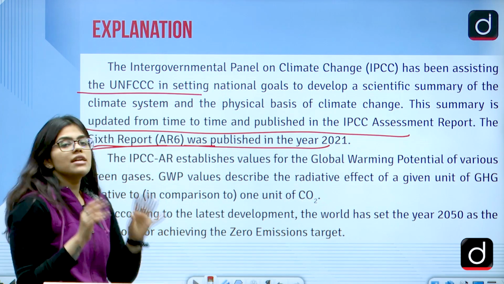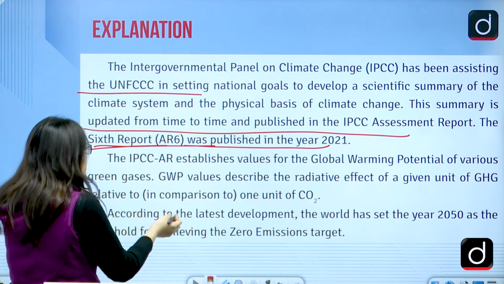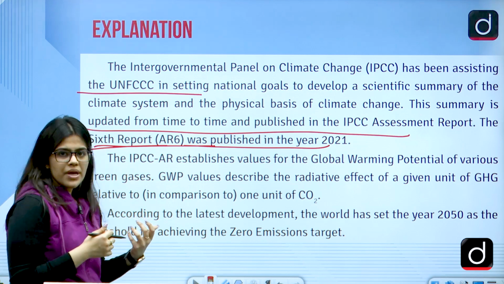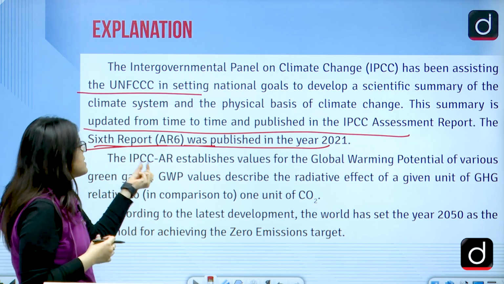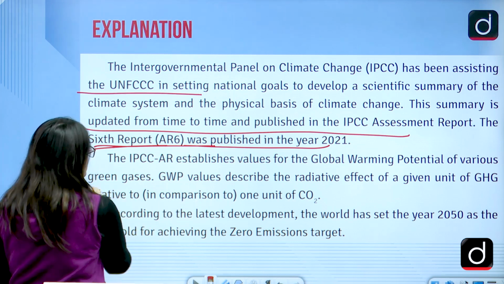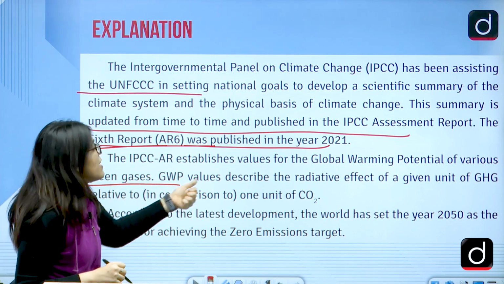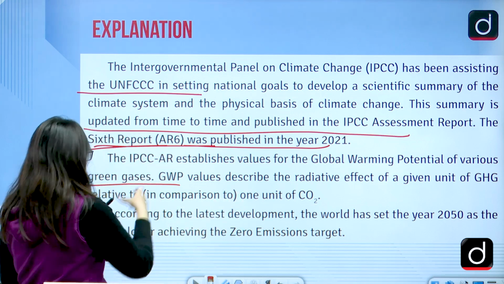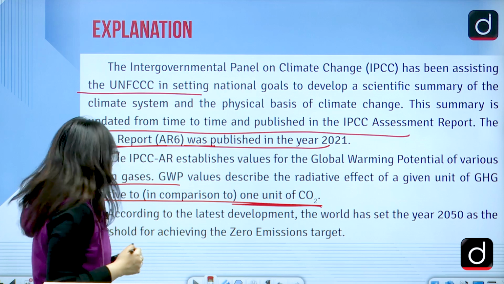Now all these things are not important, but one thing that you should take out of this explanation is that, of course, all of these gases are causing what? They are causing global warming to happen. So there is always a global warming potential index that is maintained. So the IPCC AR establishes values for the global warming potential of the various greenhouse gases, and CO2 is at number 1. So the GWP values describe the radiative effect of all these greenhouse gases, and the unit 1 is given to CO2. So you should also know that.